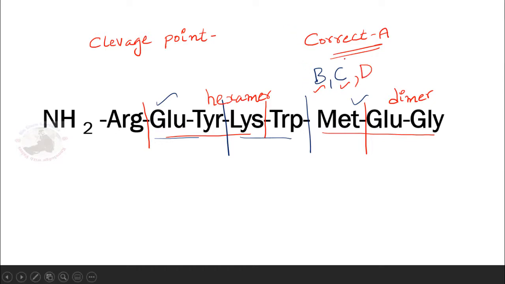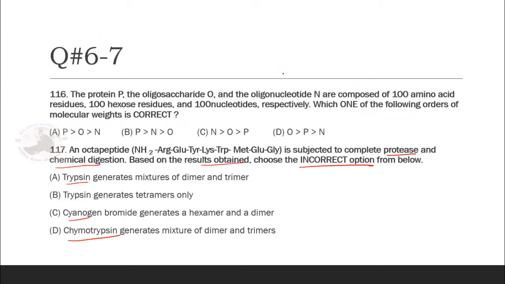And the fourth one: chymotrypsin generates a mixture of dimers and trimers. I think we have already covered this. Out of this, option A is incorrect as per the question, and our correct option is this. Trypsin generates a mixture of dimers and trimers, which it fails to do, as we have seen enzyme-wise.